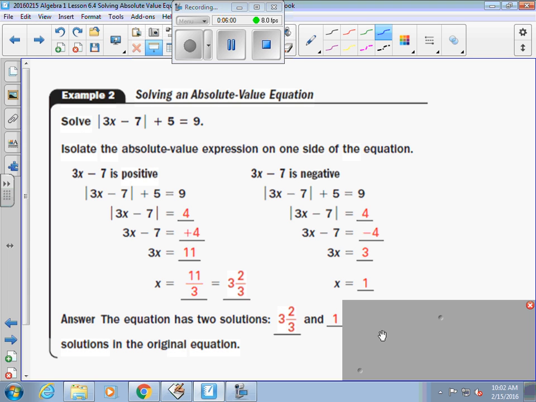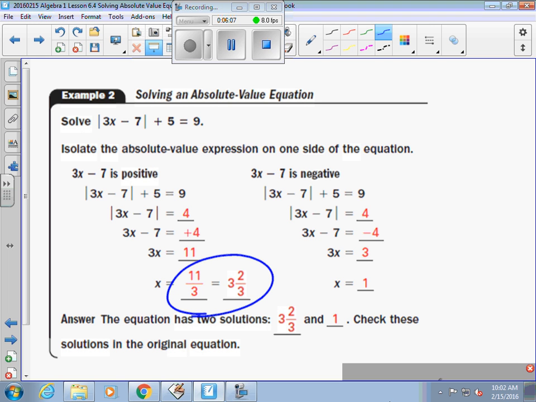So you have two answers. You don't have to write both forms of this answer here. You have two answers. They use the mixed number form, 3 and 2/3 and 1. And again, you could check those by plugging them both back in.